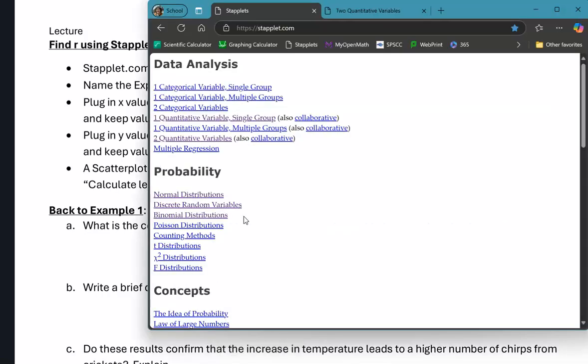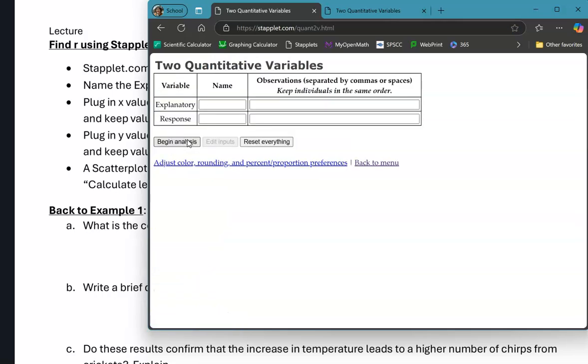So when we go to Stapplet, here's our home page here. Under data analysis, we're going to two quantitative variables now, since we have two columns of data. And when we're there, it wants some information. So the explanatory variable, that lines up with our X values. So those are inputs to the equation. It's kind of like usually what's given. And then response is our Y values. So it's usually the thing that is responding to the explanatory variable.